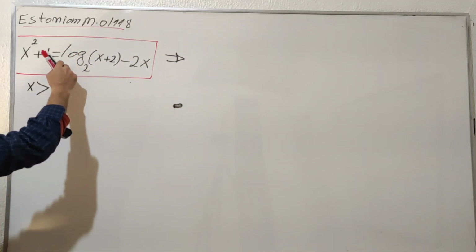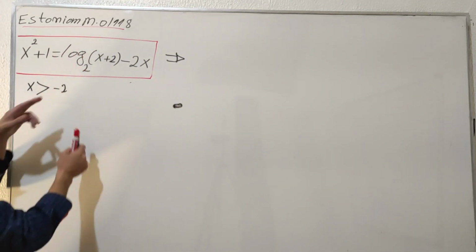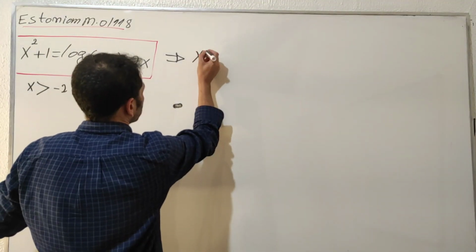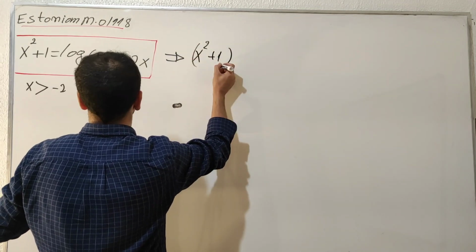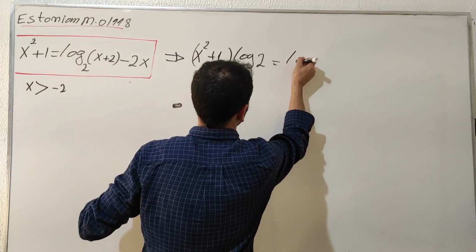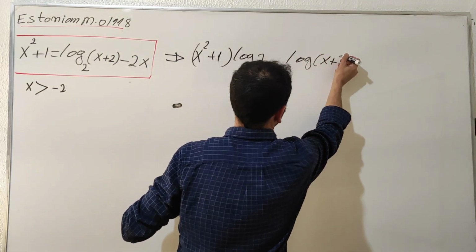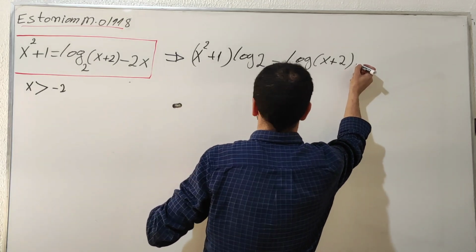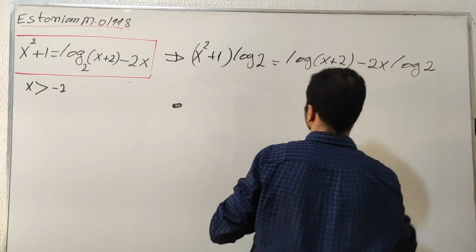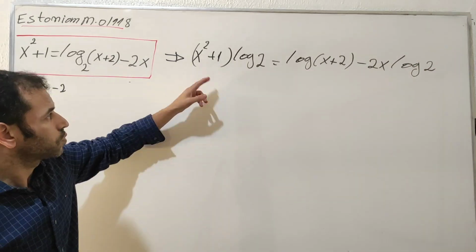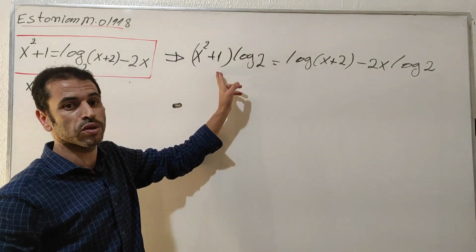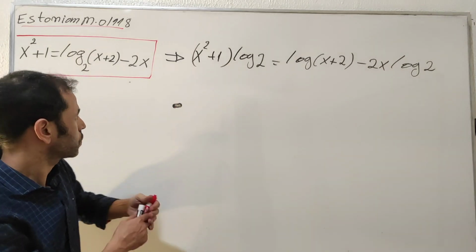So applying the logarithm rule here, we get log of (x plus 2) over log of 2. Then multiply by this log of 2. I get the following: (x squared plus 1) multiplied by log of 2 equals log of (x plus 2) minus 2x multiplied by log of 2. So putting this back into the original one, because this one was an exponent before we distributed it, which means I get the following.